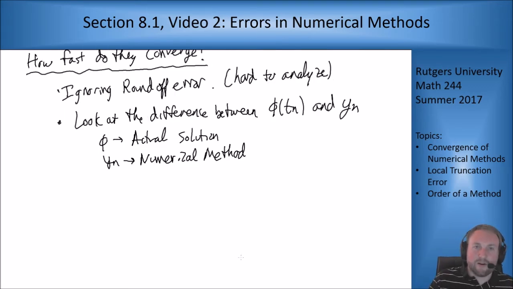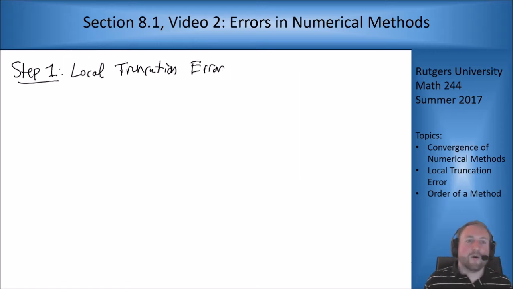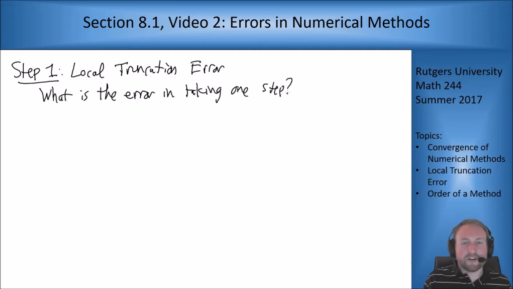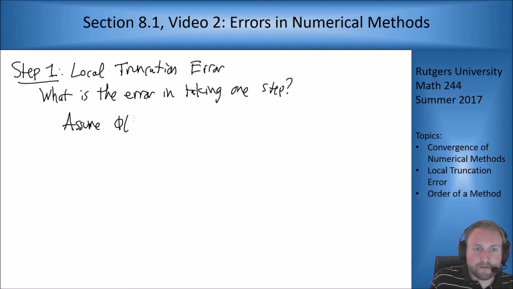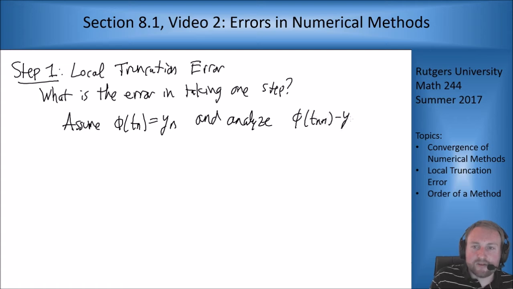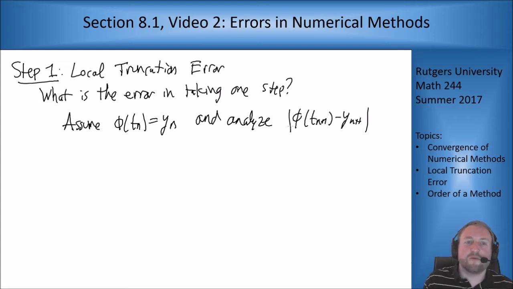So the first step is to look at what's called local truncation error. What this really boils down to is, what's the error I make in taking one step forward? So we're going to assume that at a particular step, we are completely correct. We have landed on the right value and we're at the right spot. So we'll assume that phi of tn equals yn and analyze phi of tn plus 1 minus yn plus 1. We're assuming I'm correct at step n, and I want to look at how far away I could be at step n plus 1.